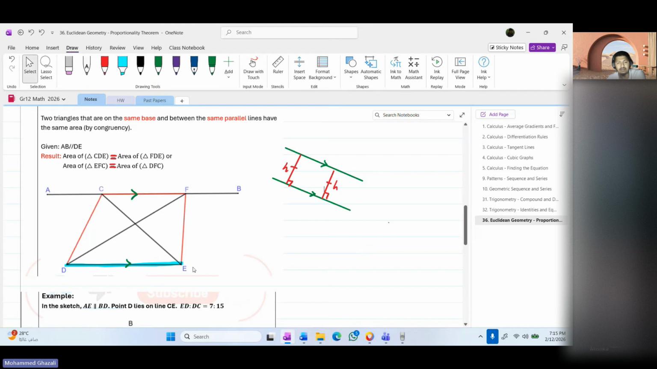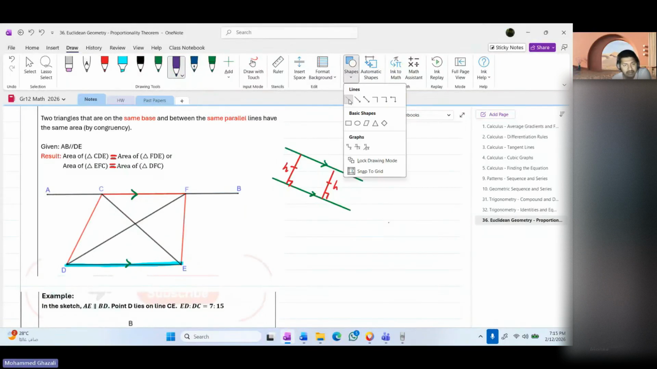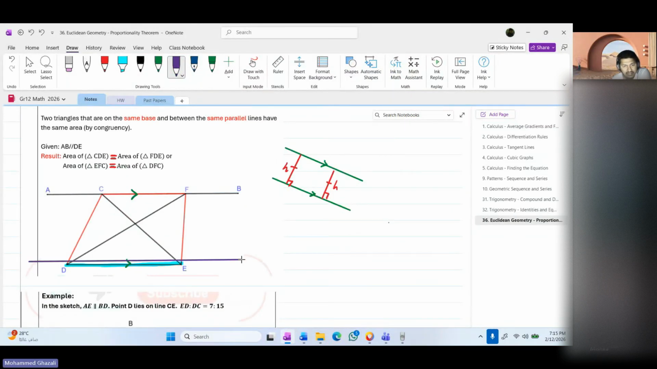That is one. Now, what I'm going to do here is extend this parallel line, right? So you can see the same base, DE, is the same base. So I'm going to draw a height here as well, a height of these two triangles on the same base.